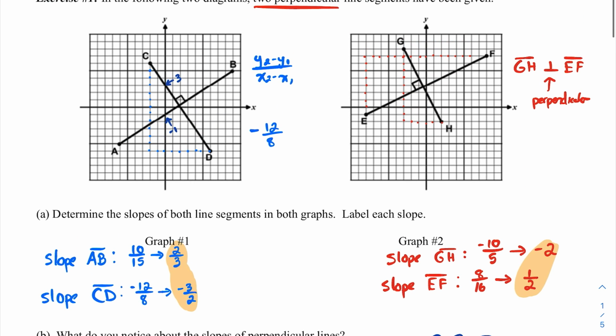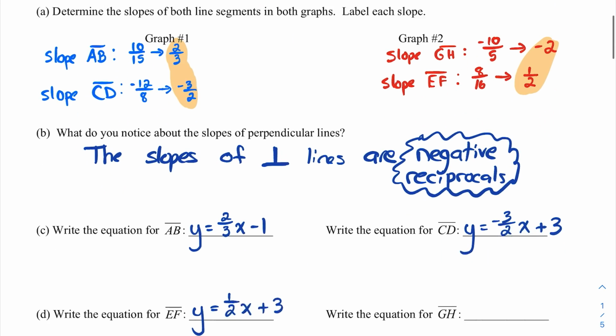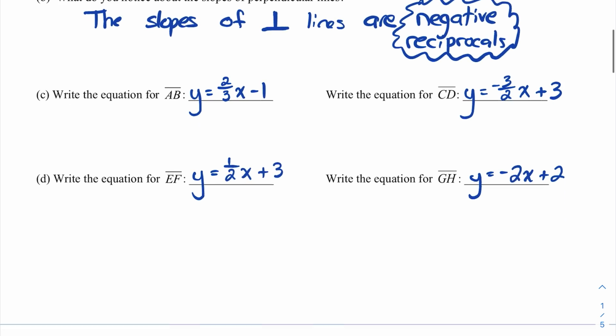And GH has a y-intercept of, looks to be +2. So y equals -2x plus 2. All right, it was just easier to write it into slope-intercept form because we had the slopes already and we could just look at the intercepts on our graphs.